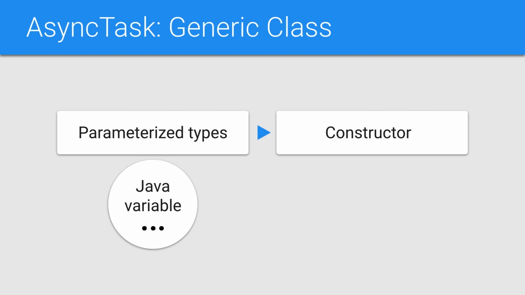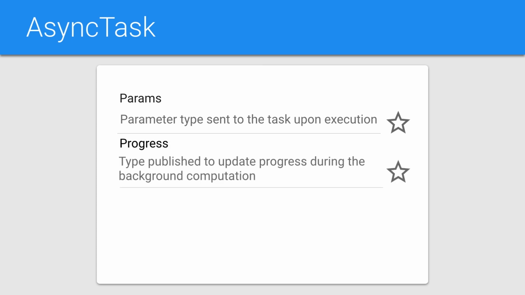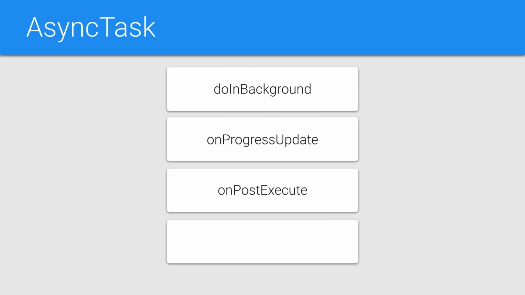The 3 types used by an async task are the following: params, the parameter type sent to the task upon execution; progress, the type published to update progress using the background computation; and result, the type of the result of the background computation. These 3 parameters correspond to 3 primary functions you can override in AsyncTask: doInBackground, onProgressUpdate, and onPostExecute. There is also an onPreExecute function to help complete the pattern.